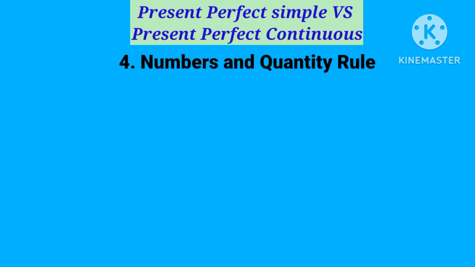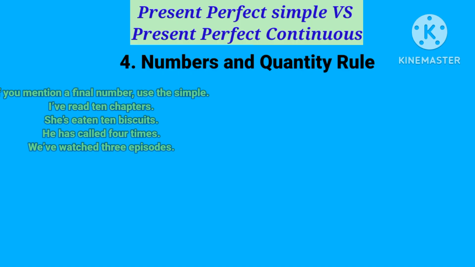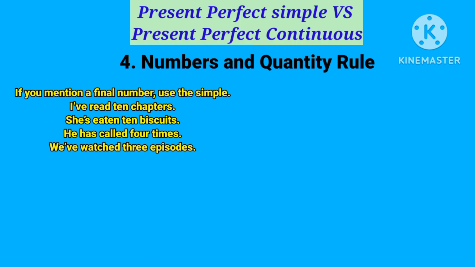Number 4, numbers and quantity rule. If you mention a final number, use the present perfect simple. For example, I have read 10 chapters. She has eaten 10 biscuits. He has called 4 times. We have watched 3 episodes.